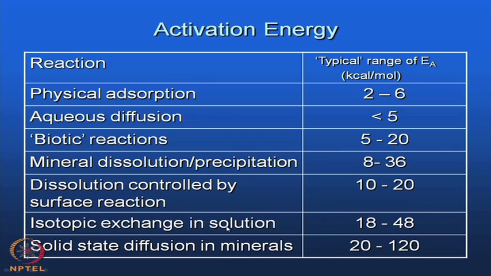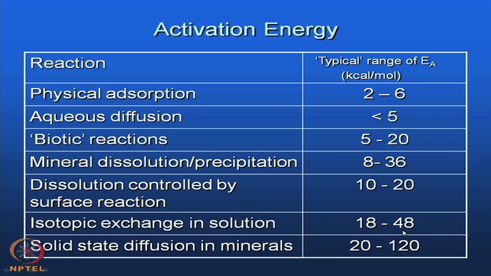Isotopic exchange in solution, say you have got alcohol, that is ROH, and you want to convert it to ROD, that is a deuterium hydrogen exchange reaction, that requires about 18 to 48 kilocalorie. Solid state diffusion in minerals is 20 to 100, because it happens in the solid phase, so it requires a higher amount of energy. So, these are the typical values that give you an idea about the kinds of processes occurring. You can classify different kinds of processes in terms of their typical range of activation energies.